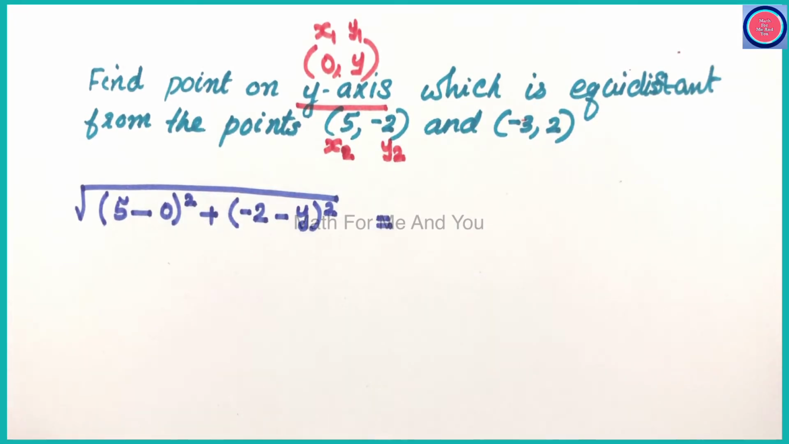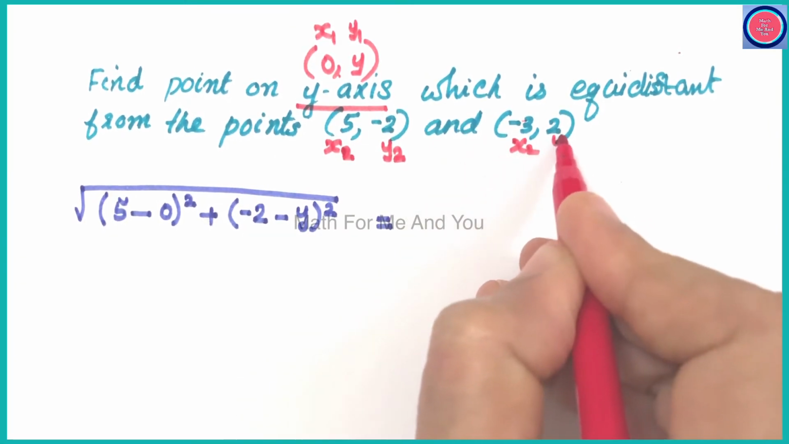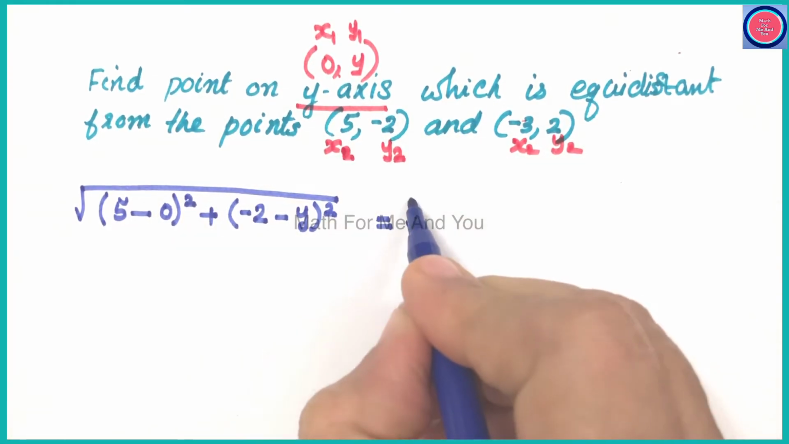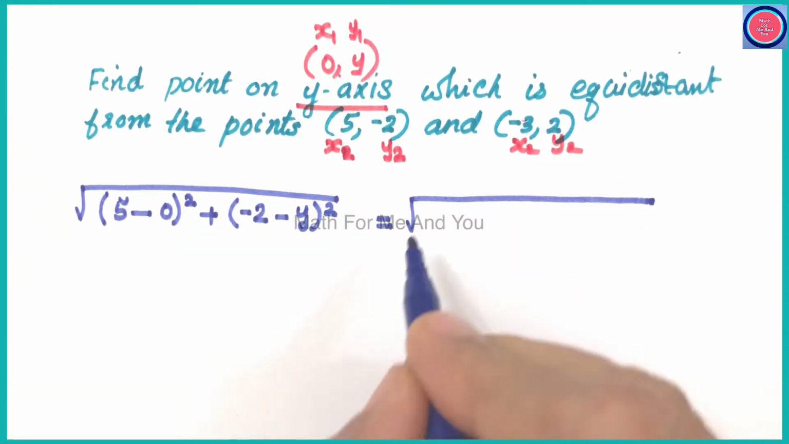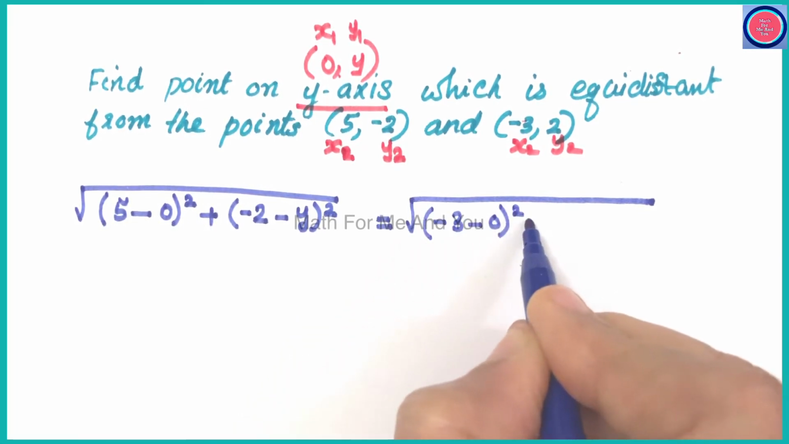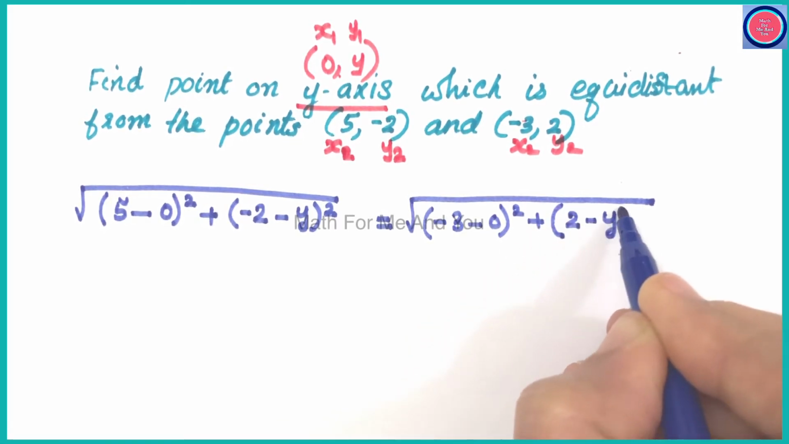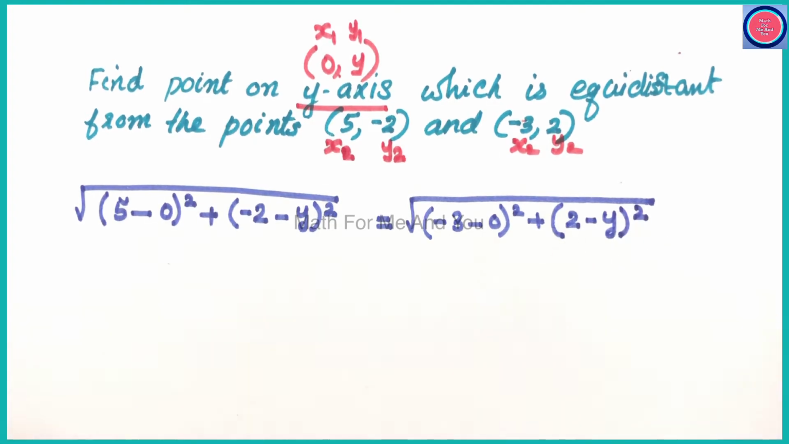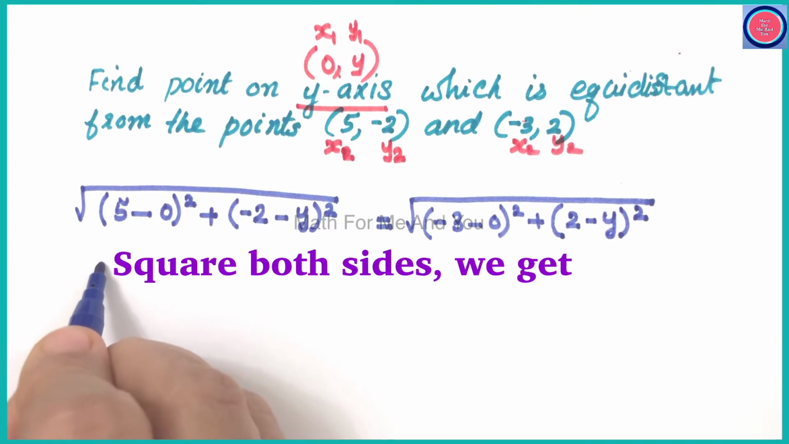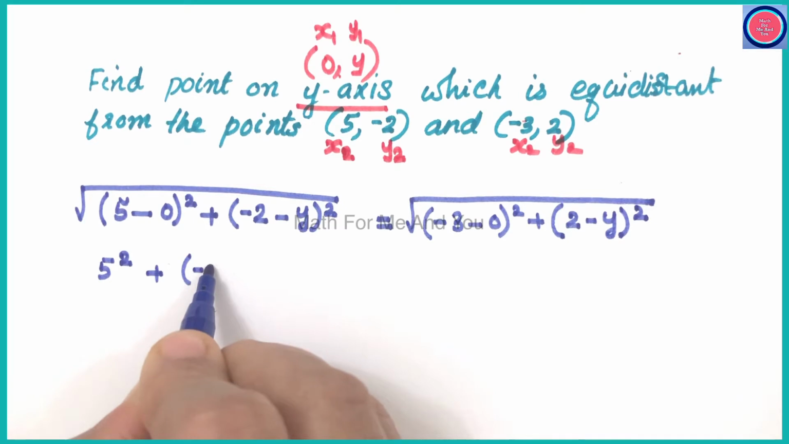This is the same as the distance between 0y and -3, 2. Again, we can take -3, 2 as the second point x2, y2. Already we have selected 0y as x1, y1. Here also we can use the distance formula and write the distance. Now we get square root of -3 minus 0 the whole square plus 2 minus y the whole square. Squaring both sides we could remove the square root, and on the left side we get 5 square plus -2 minus y the whole square.